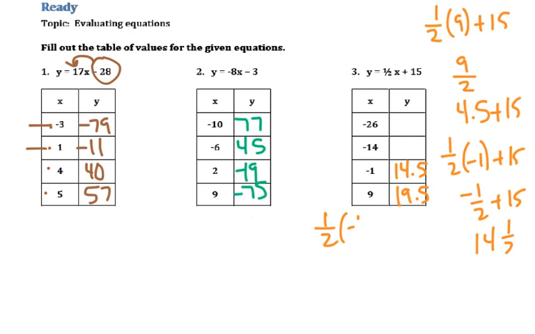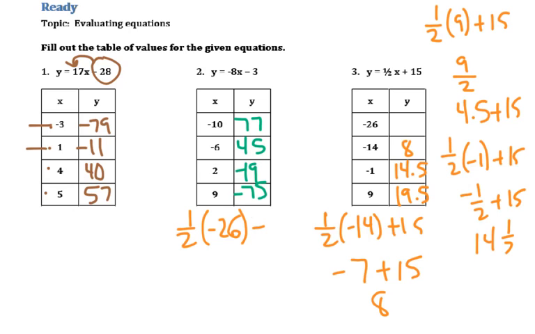Plug in 14, 1/2 times negative 14 plus 15. Well, 1/2 times negative 14 would give us negative 7. Plus 15 gives us a positive 8. Then negative 26, 1/2 times negative 26 plus 15 would give us a negative 13, plus 15 would give us a positive 2.